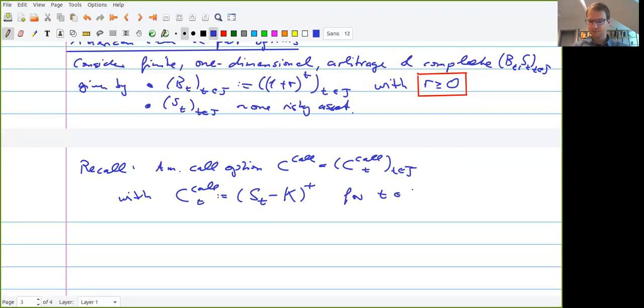T. So this is the strike price or strike, something which should be non-negative, and the maturity, without explicitly saying so, is capital T. So we model the market up to the time of the maturity of the option we consider.